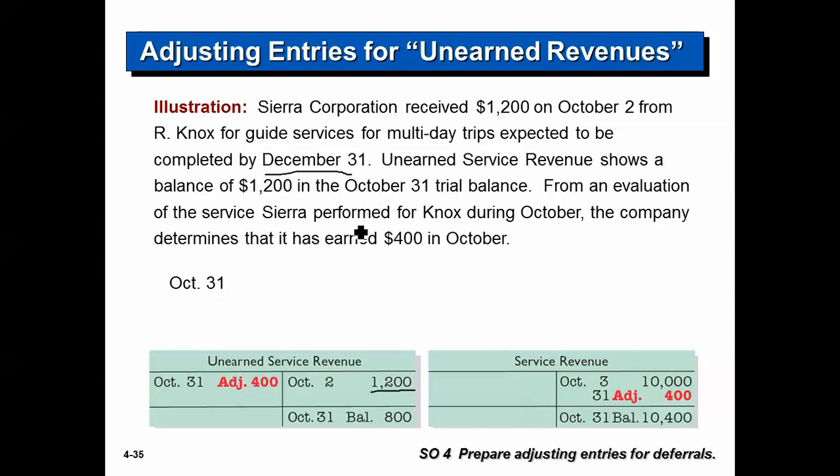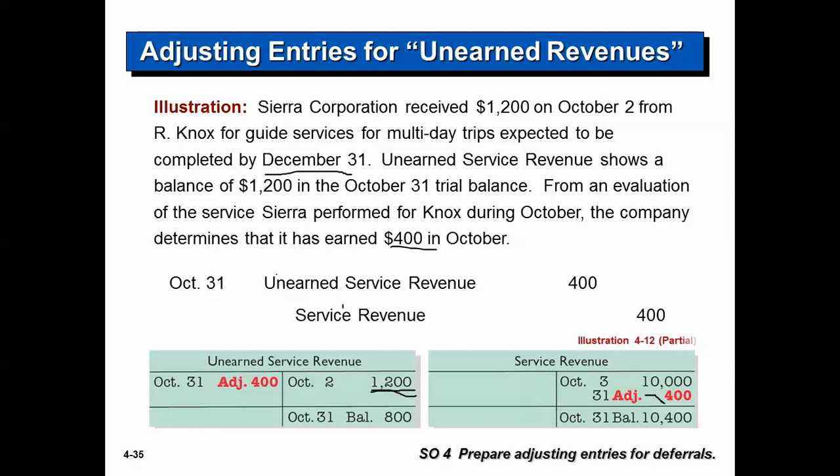When we look at it, we have actually earned $400 in October, but we haven't recorded that. So you see, this liability is too high. It's $1,200. It actually should be $800 because we earned $400. And the revenue is too low because it doesn't recognize that we've earned this $400. So the adjusting entry is to reduce the liability and recognize service revenue.